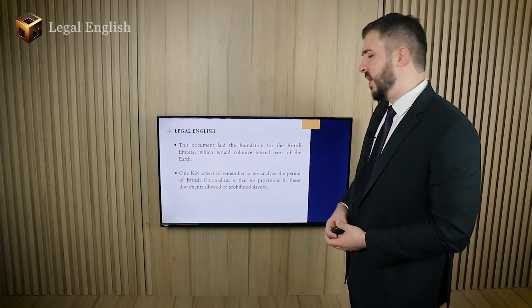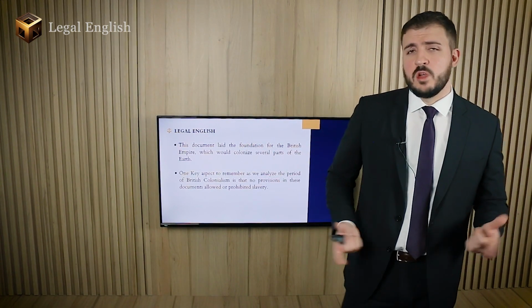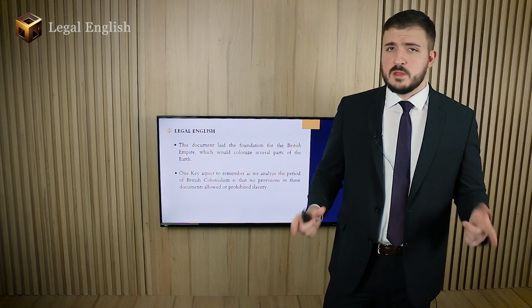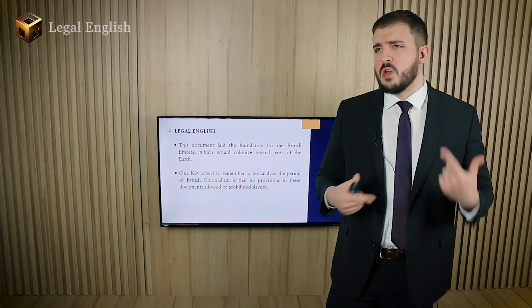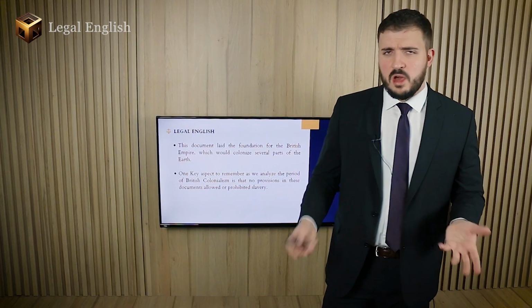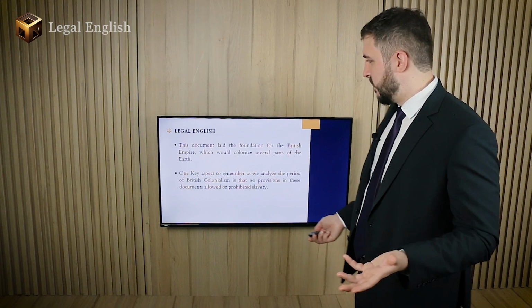Another aspect of English law that you have to remember is that unlike the American Constitution, which from the very beginning mentioned slavery and protected slavery, the English founding documents did not really talk about slavery. It was sort of a gray area in terms of law, whether it was allowed or not. And this is what led to the things that we're going to see here.